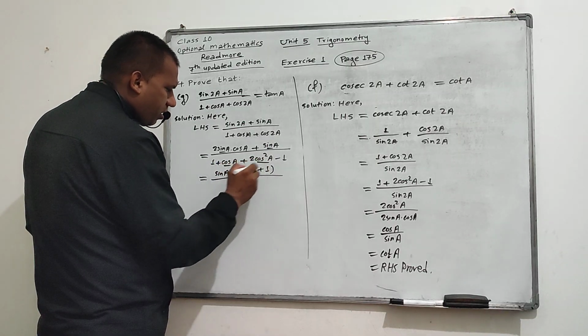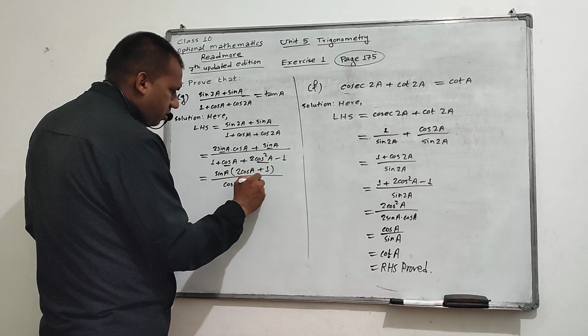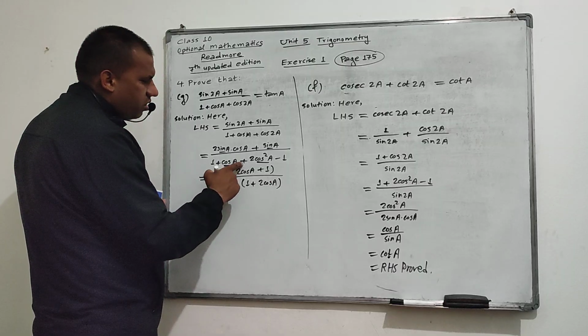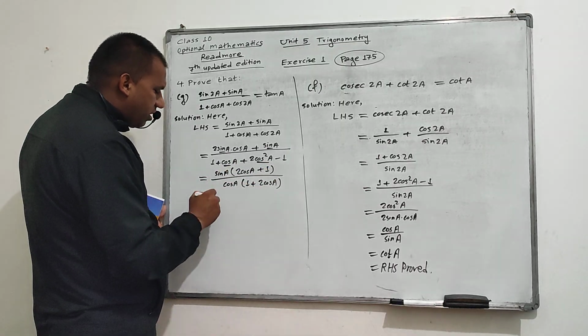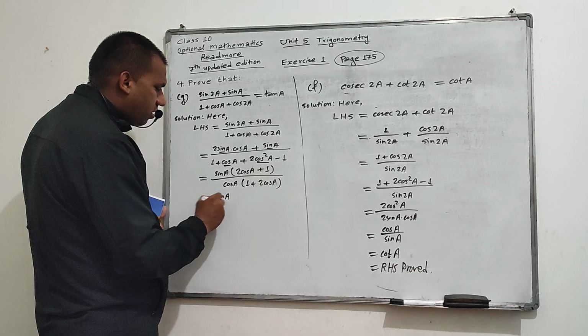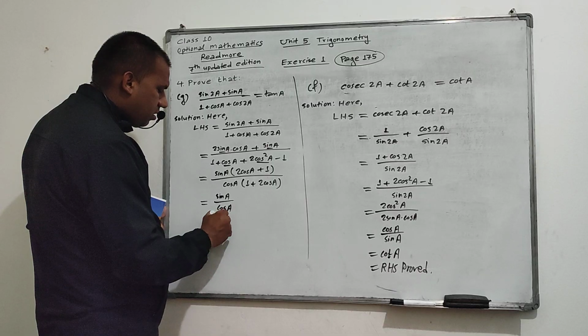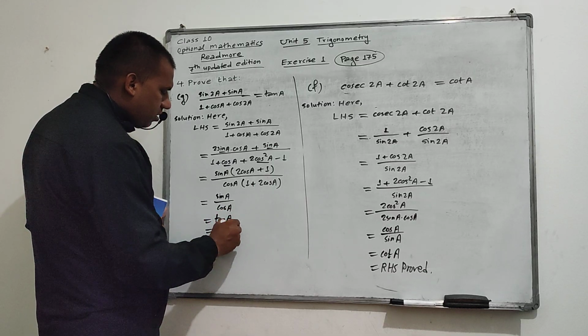Here taking cos A common, remaining 1 plus 2 cos A. This is equal to 2 cos A plus 1, that is the same. This cancels out, remaining sin A by cos A, that is tan A, equal to RHS.